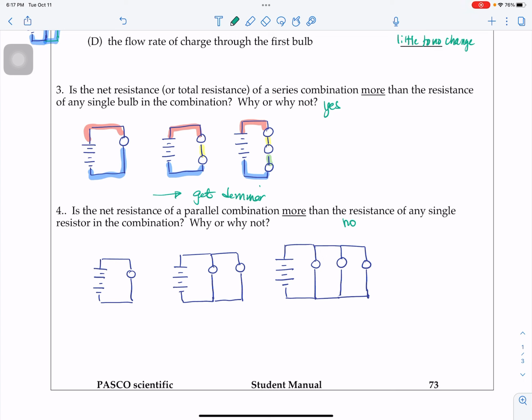flow. And the reason, again, this is like when I put the straws side by side, I just have more paths, and so I can have more flow. And so that means more flow means less resistance. So less resistance leads to more flow, or more flow because of less resistance.